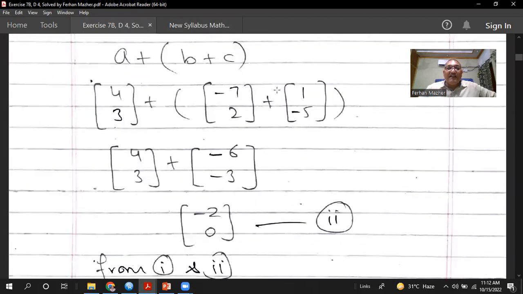Okay, now I will find the other value, that is A plus (B plus C). So it will be (4, 3) plus, in the bracket, (minus 7, 2) plus (1, minus 5).